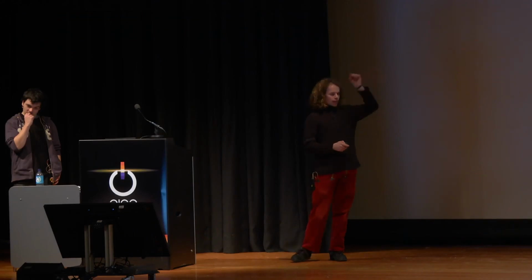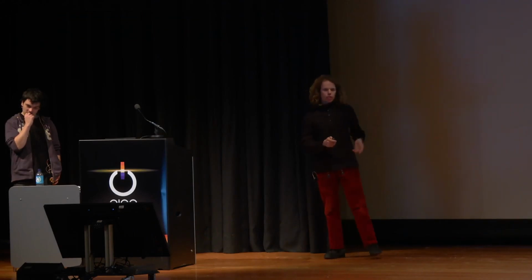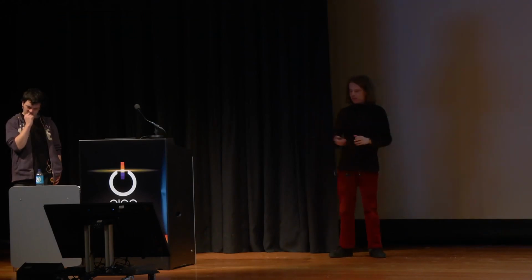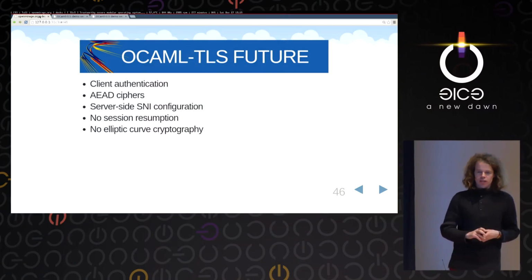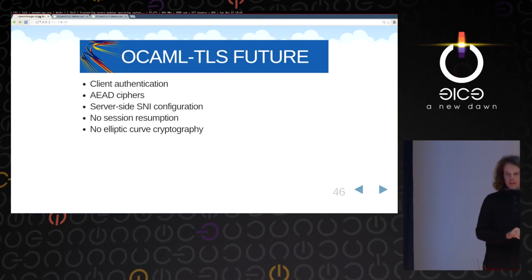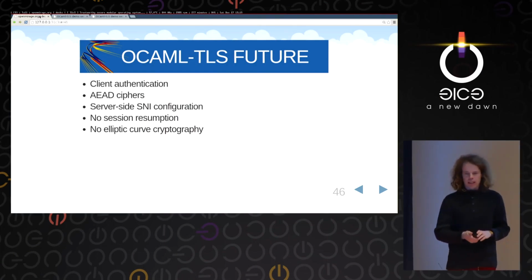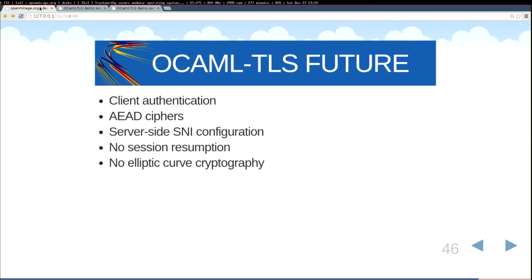And also, well, the interoperability here is shown for the server side, but the client side also works with various different stacks. What is the future? Well, we already have some preliminary pull requests for client authentication, AEAD ciphers, and server-side server name indication configuration. What we currently don't have code for is session resumption and elliptic curve cryptography.